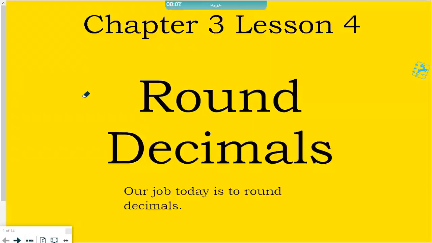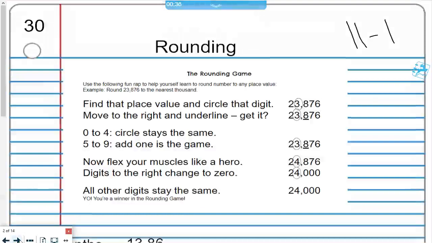Hi guys, today we are talking about rounding decimals, and we're really going to talk about decimals as a whole, because it doesn't matter if we're rounding decimals or rounding whole numbers. Rounding is rounding, and we're going to work on a new little fun song, rap, rhyme, whatever you want to call it, to go along with it. So, rounding decimals. Our job today is to round decimals.